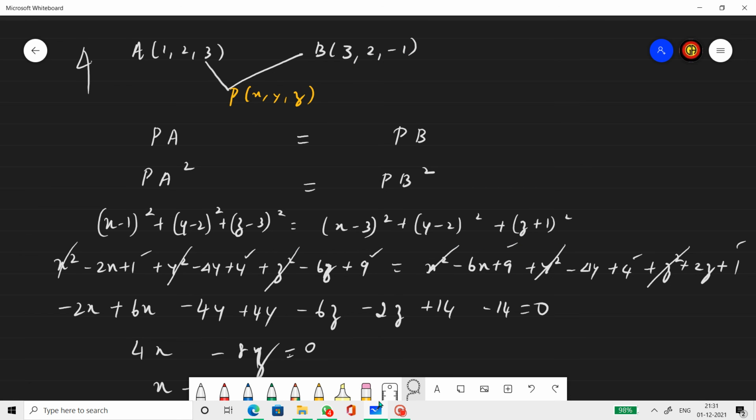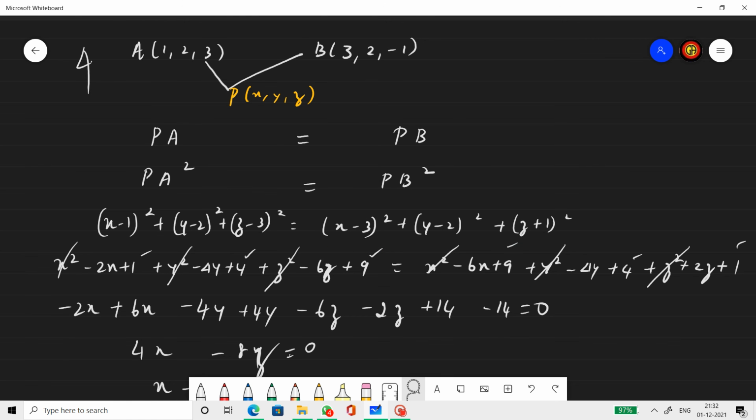Then every term is expanded using the (a minus b) the whole square or (a plus b) the whole square formula, depending on which form it is. Here it is the (a minus b) the whole square formula. So x square minus 2x plus 1. Here also the (a minus b) the whole square formula. So y square minus 4y plus 4. Here also (a minus b) the whole square. So z square minus 6z plus 9. Like that on the right side also.